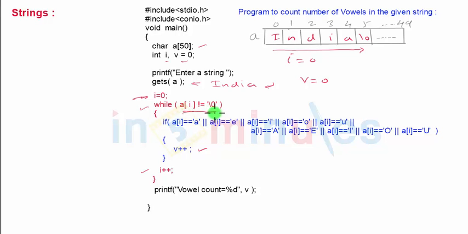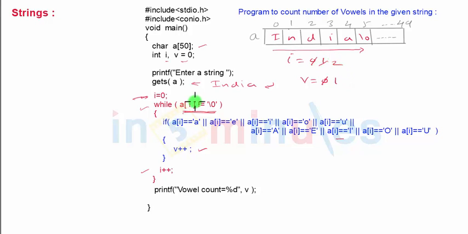A0 is not null, true. So it checks whether A of i is lowercase a, e, i, o, u or uppercase. So one of them is true. Here it is true, so v will change to 1. Again i goes forward, i becomes 1. A1 is not null, the while condition is true. It enters the loop and checks whether A1 is a, e, i, o, u lowercase or A, E, I, O uppercase. It is not, because it is N. So the counter will not increment.